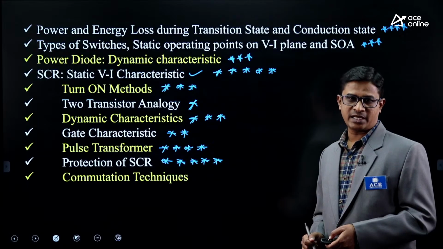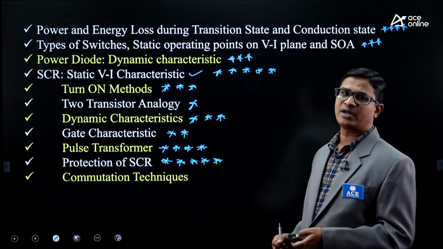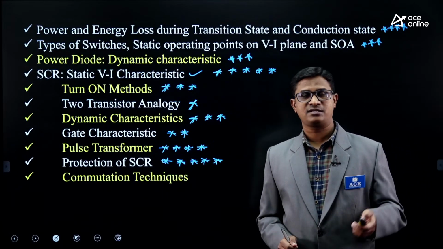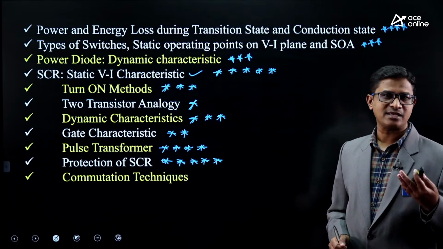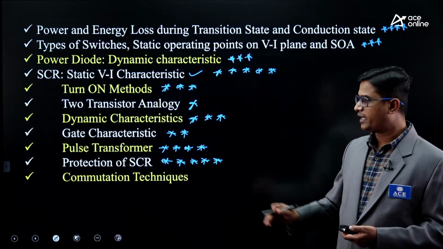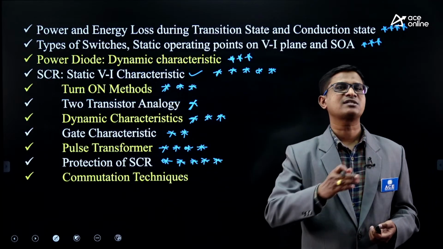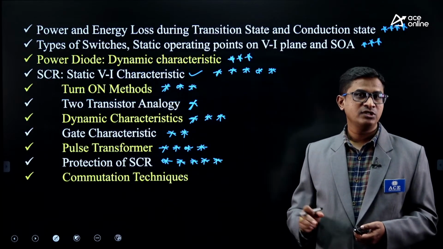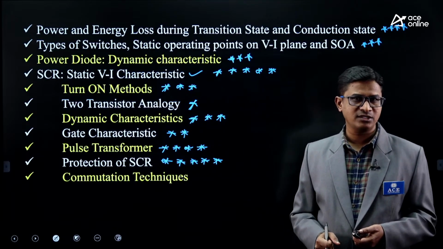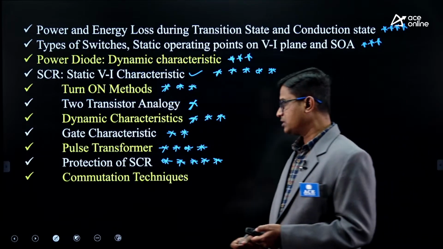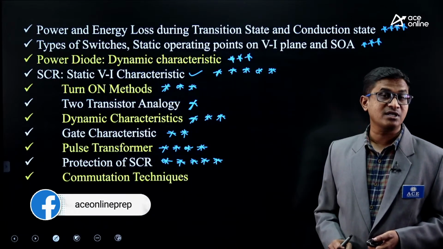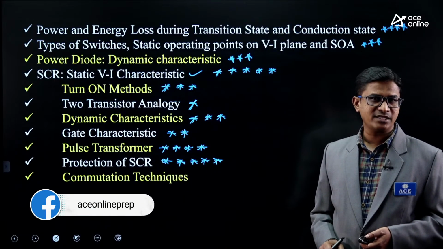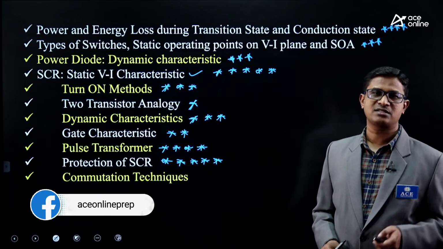Commutation techniques of SCR. In SCR commutation, we have different techniques and circuits like class A, class B, class C, class D commutation, etc. Again, this is related to voltage commutation and current commutation in choppers. Sometimes they have asked questions based on voltage commutation, current commutation, as well as class A commutation.